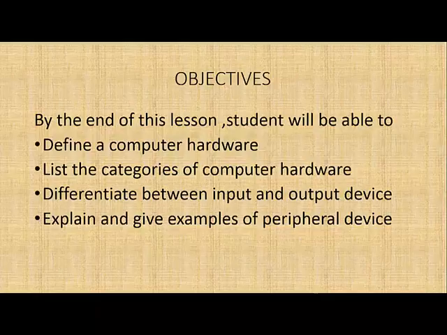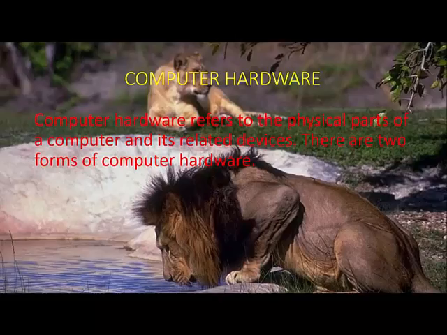Now, before I proceed, I hope all of you or some of you have seen a computer before. A computer comprises the monitor, the system unit, the mouse, and the keyboard. These parts of a computer that I have mentioned are the hardware components of a computer. Now, let's try to know what computer hardware is. Computer hardware refers to the physical parts of a computer and its related devices.